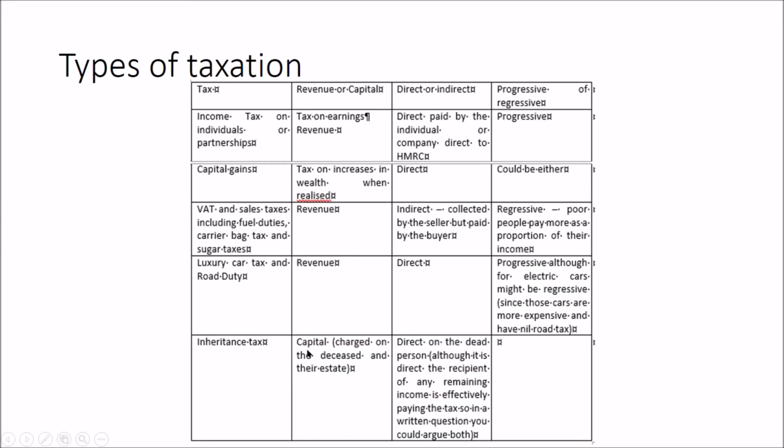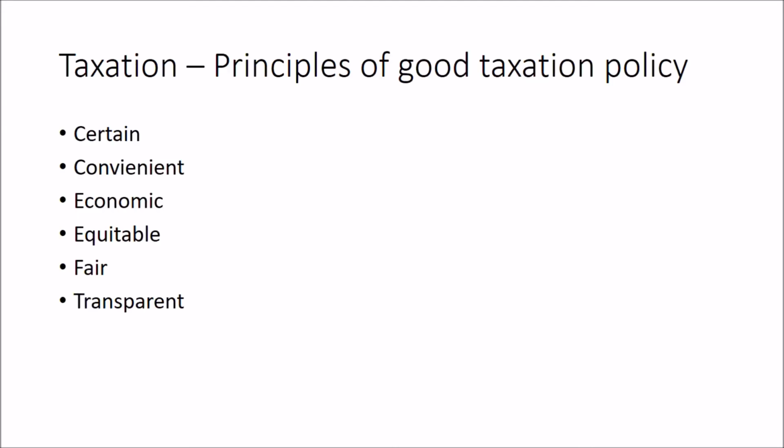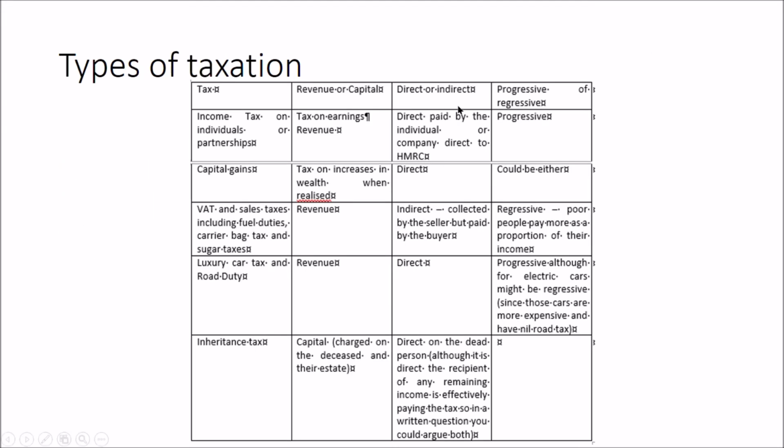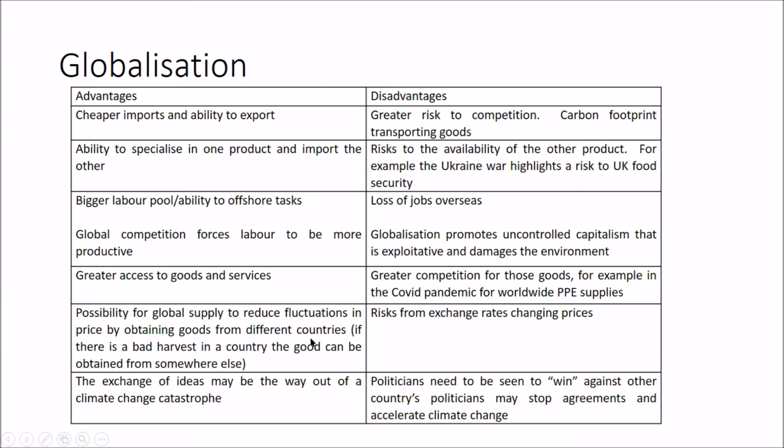Inheritance tax is on wealth, capital, and it's direct. It's on the dead person, although the living person who gets the stuff is usually the person who's really paying it, but it's direct. Okay, so that's our taxation policy. So we've got principles of taxation, and then this idea of categorising taxation, and hopefully I've gone through and explained what progressive and regressive is, what's direct and indirect, and what revenue and capital is. Right, so we've got globalization.